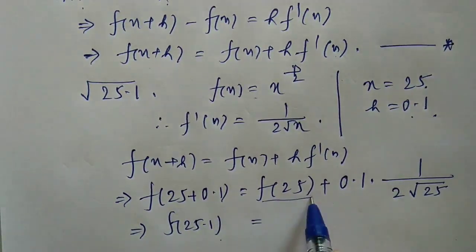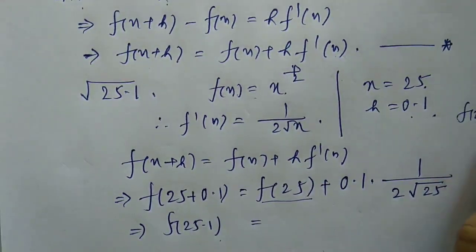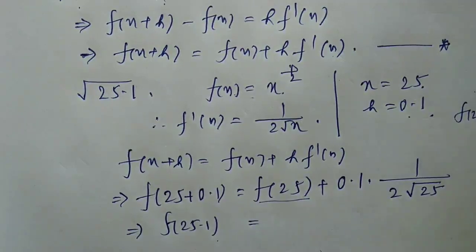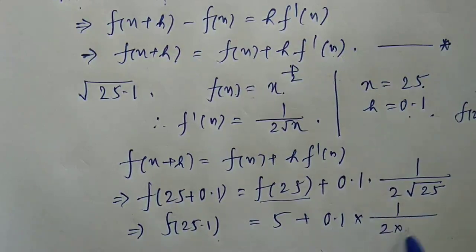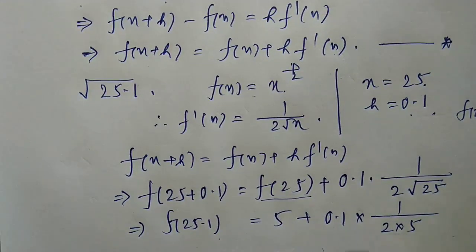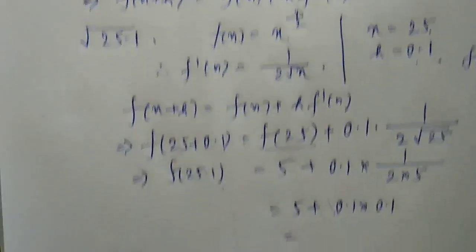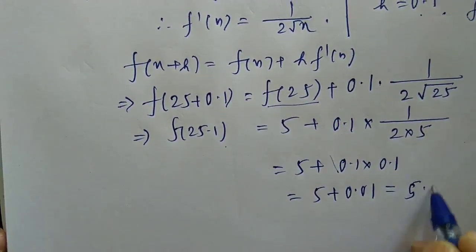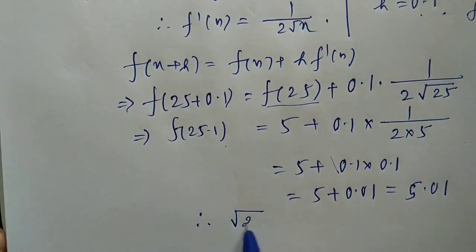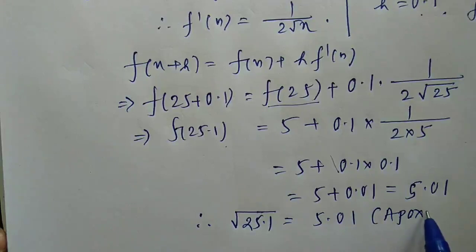What is f(25)? f(25) is nothing but square root of 25, that is 5. So 5 plus 0.1 into 1 by 2 into 5. So are we getting this one? 0.1 into 0.1. So ultimately we are getting 5.01. So can we write square root of 25.1 is equal to 5.01 approximately.